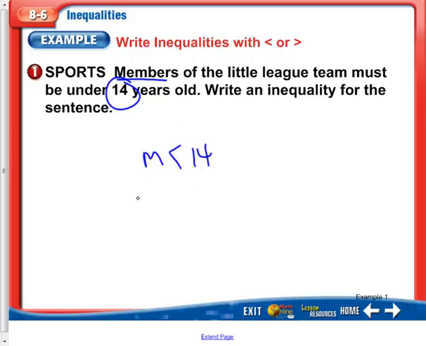So, in today's lesson, we're just writing inequalities, kind of like when we spent time writing equations, we need to practice writing inequalities as well. So these under words are very important in getting the inequality written.